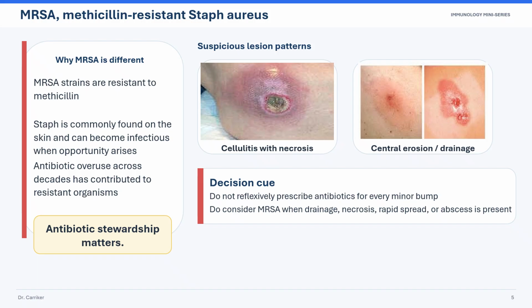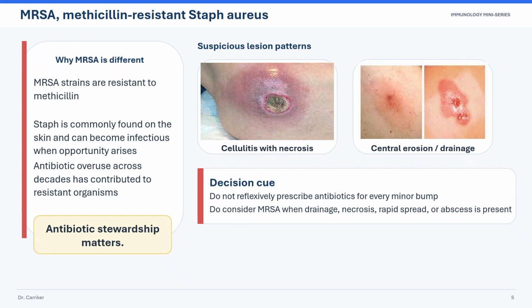Now, as a general rule, antibiotic stewardship matters. We do not want to just hand out antibiotics reflexively for every red bump or mild illness. Overprescribing helps keep the resistant problems that we have now, and then we have to manage them later. So the strains resistant to the medication in this case are methicillin-resistant Staph aureus.